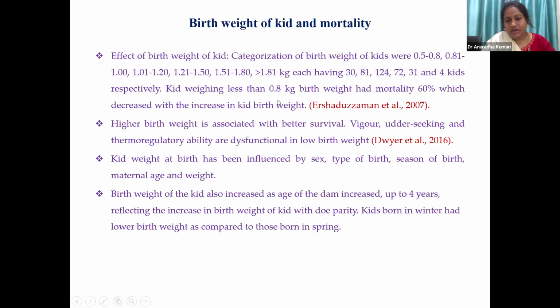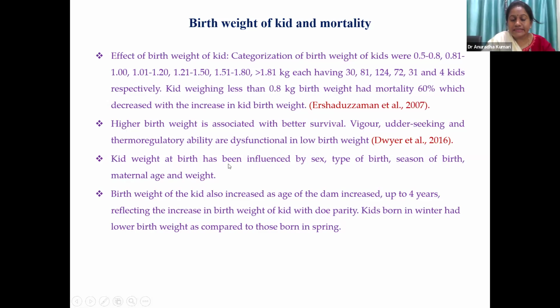Birth weight also has a significant effect on kid mortality. As the birth weight increases, the mortality percentage of kids reduces. Kids having a birth weight of less than 1 kg are more prone to mortality. Kids having a higher birth weight have better survival because low birth weight leads to poor udder seeking behavior and poor thermoregulatory ability in the kids.